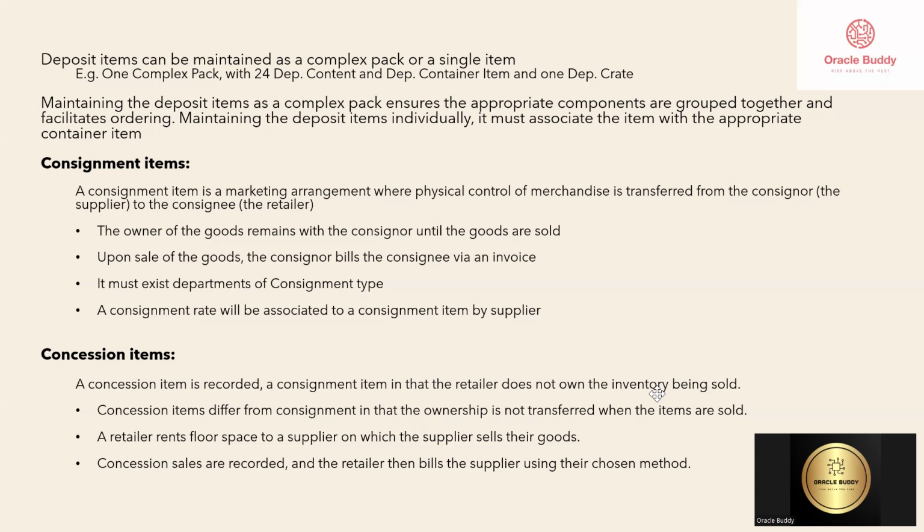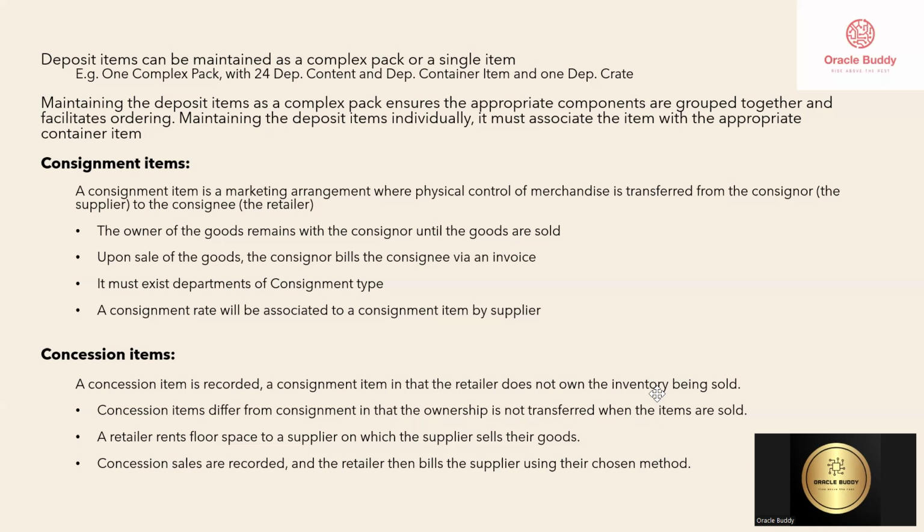So let's discuss the consignment item in detail now. The consignment item is a marketing arrangement where physical control of merchandise is transferred from the consigner, the supplier, to the consignee, the retailer. The owner of the goods remains with the consigner, which is the supplier, until the goods are sold. Upon sale of the goods, the consigner bills the consignee via an invoice. It must exist under a department of consignment type.